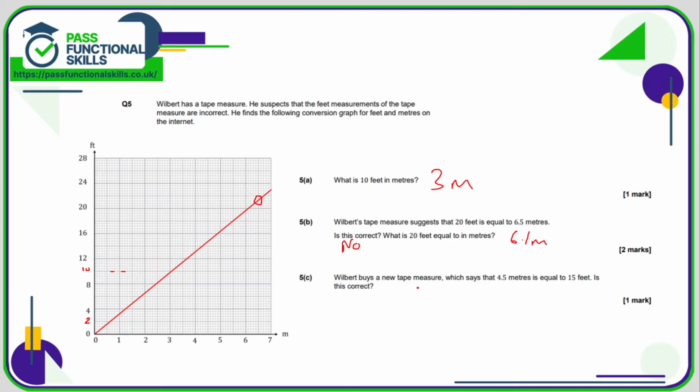Wilbert buys a new tape measure which says that 4.5 metres, which is here, is equal to 15 feet. So if we go up at 4.5, do we get 15? Right, this is really hard to say, but we know that we're going up in 0.4. So 16, 15.6, 15.2, so 15 is halfway between these two lines here. And does that equal 4.5? Well, it kind of does. So I would say yes, it's correct. But apparently this is a matter of debate really, so apparently no is also an acceptable answer here.